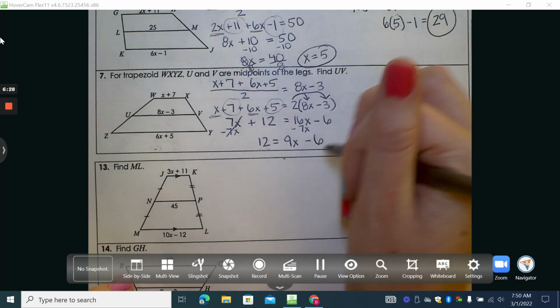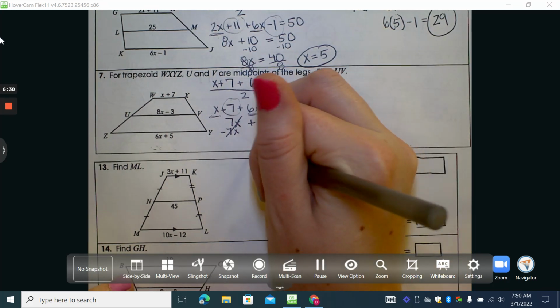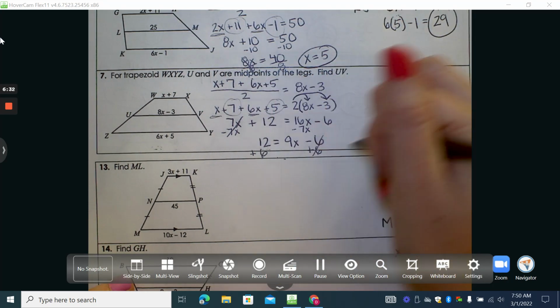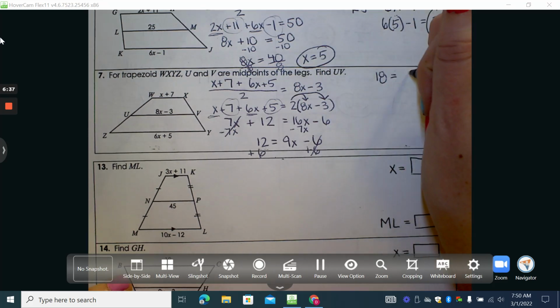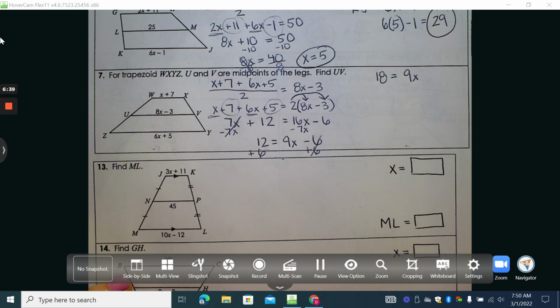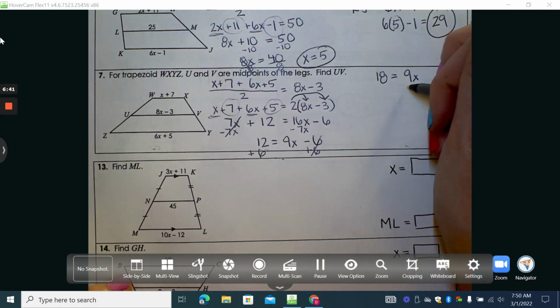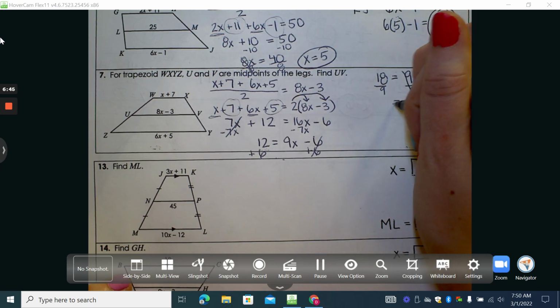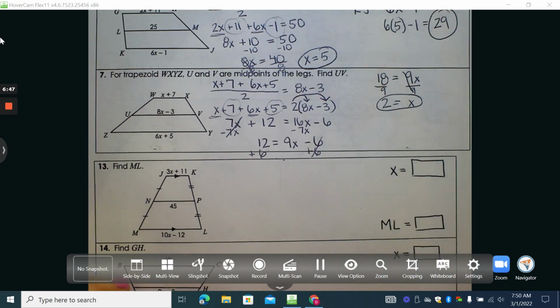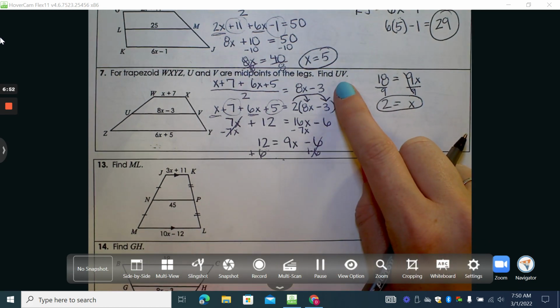And let's move all my numbers to the other side. Let's add 6 to both sides. Let me finish the problem up here. 12 plus 6 is 18 equals 9x. On my last step, I'll divide by 9, and I get x equals 2. Again, that's not my final answer. That's what x equals. My final answer, I want to know, what does uv equal?